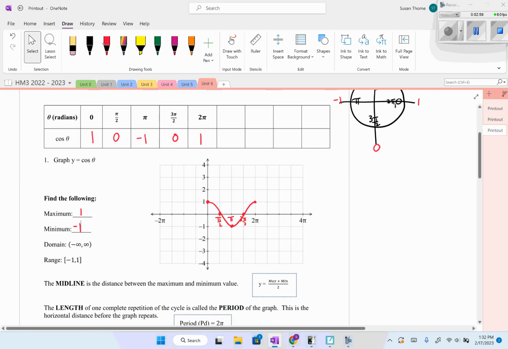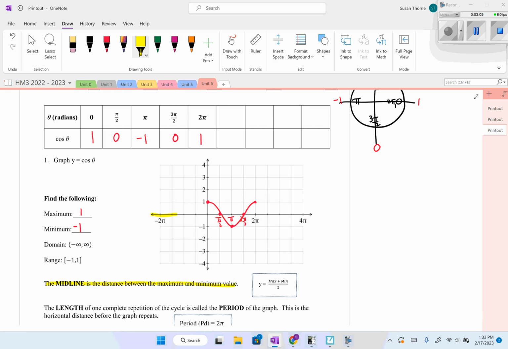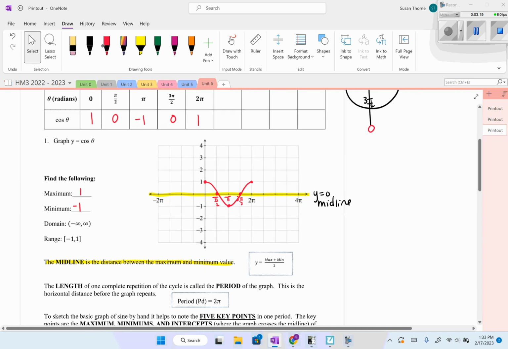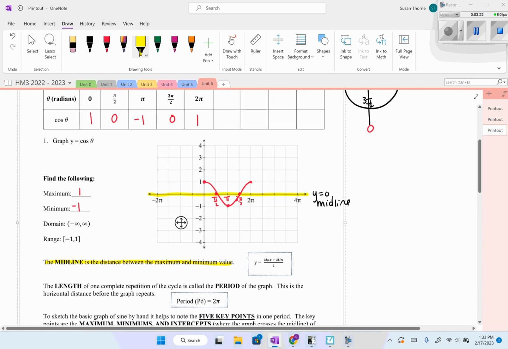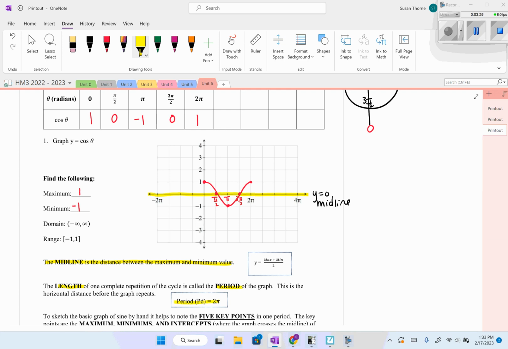Let's go over these definitions again. Remember, the midline is the distance between the maximum and the minimum value. So that would be right here, because our maximum is at 1 and our minimum is -1. So the distance between would be 0. And then the length of one period, or one complete cycle, is the period of the graph. Our period to complete one time around our circle in radians is 2 pi.